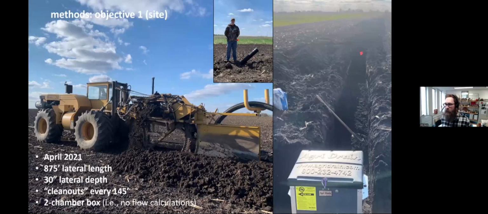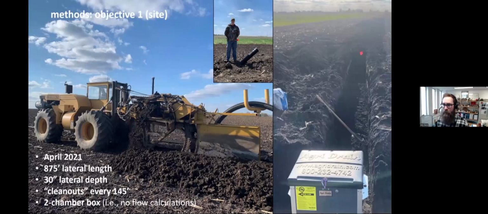I've got a schematic coming up, but it's 875 feet total in lateral length. That's when we ran out of the appropriate slope that would work for this thing. We were able to go 875 feet, 30-inch lateral depth, and every 145 feet, we added a clean out. And you can see Everett up there at the top. It's basically a pipe that tees and comes up to the top. That's where we're going to put our scope in and monitor for root intrusion. So all of the plots that we established had one of those clean outs in it.